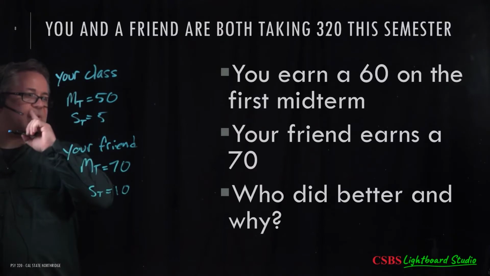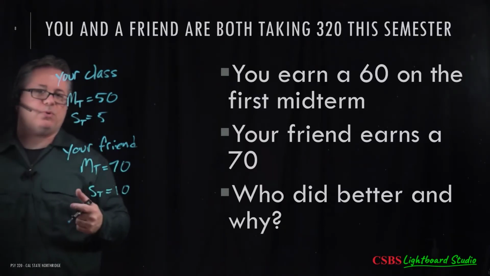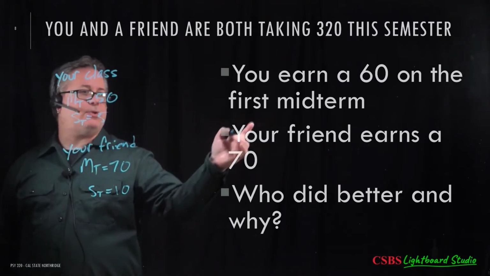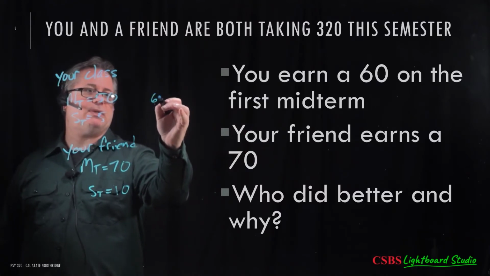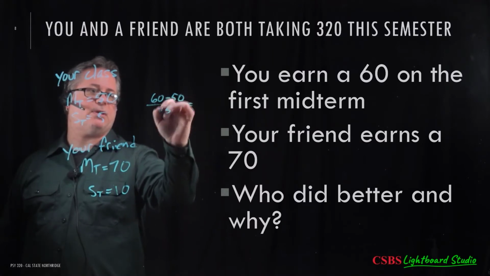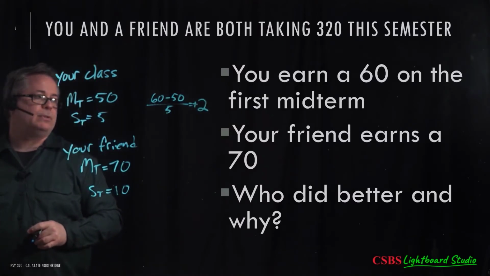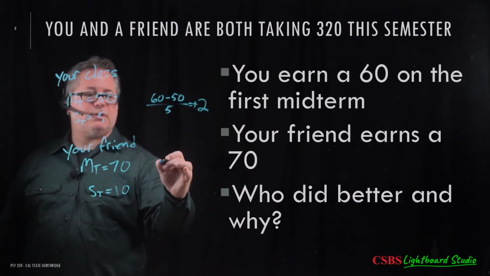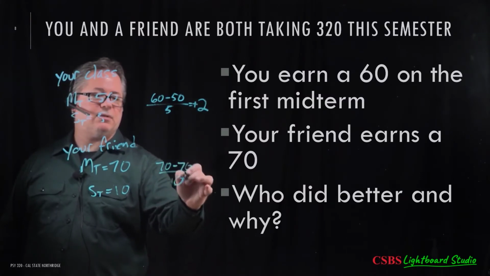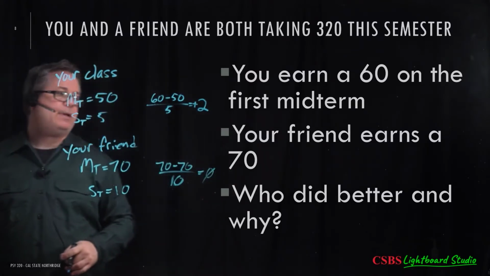So right away you can start to get the feeling that, wait, just because your friend has a higher score doesn't mean they did better on the test. For your test, you got a 60. So your 60 is 60 minus 50 divided by 5, which is 10 over 5, means you got a positive 2. Your friend, because they scored right at the mean, 70 minus 70 over 10, has a standard score of 0.